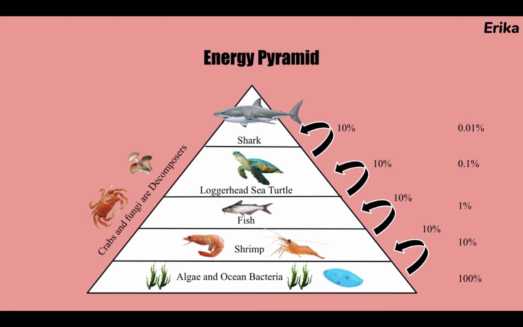Fungus and crabs are decomposers. They eat up other dead organisms' bodies. 10% of the energy transfers from each level, and 90% of energy would be lost at each level. So if the producer level has 100% of energy, the second level would have 10%, the third will only have 1%, the fourth would have 0.1%, and the highest level would only have 0.01% of energy.